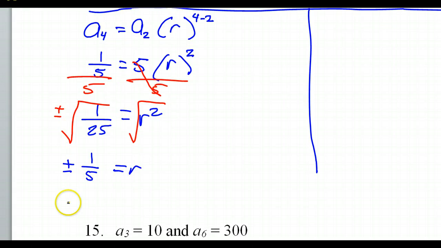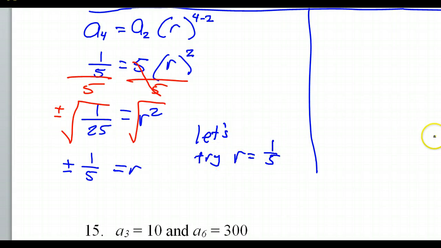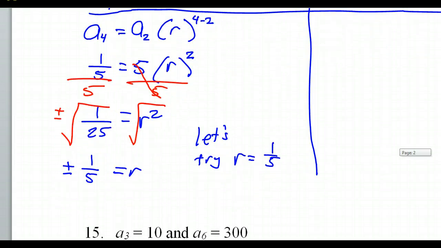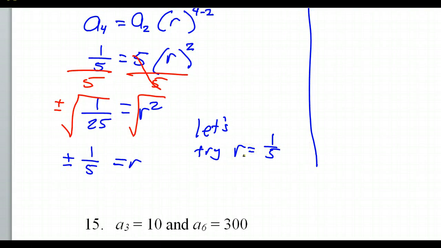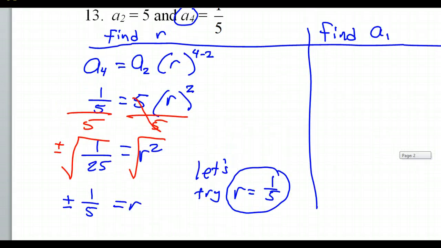Let's start by just using the positive version. Let's just try r equals 1/5. If this works out and gives us all the values that we are trying to find, then we'll just go with that. If positive 1/5 doesn't work, then we'll go back and use negative 1/5. So let's just start off with r being 1/5.